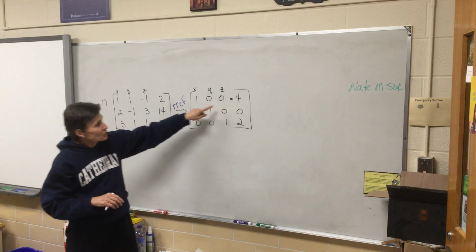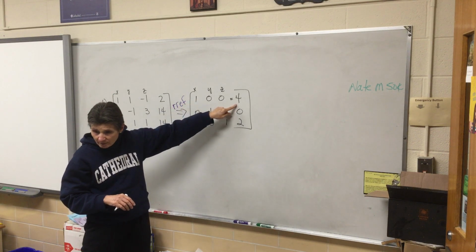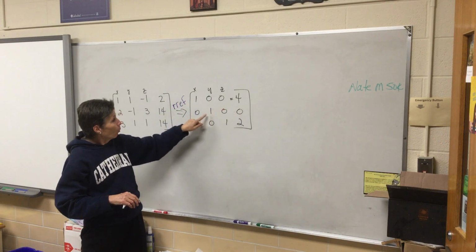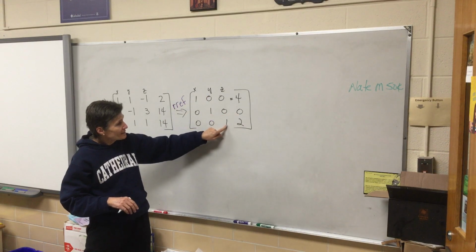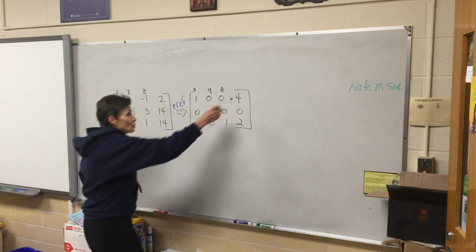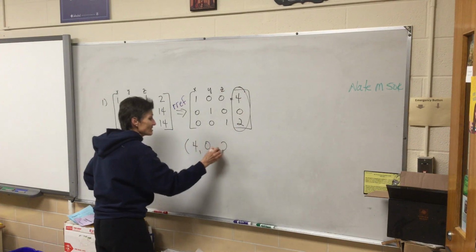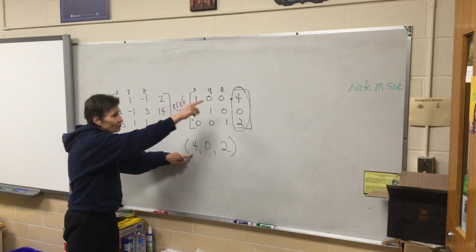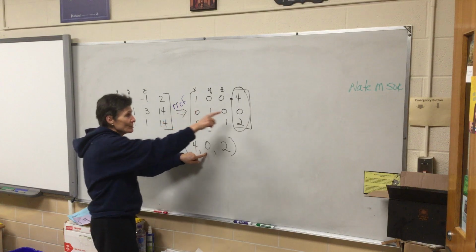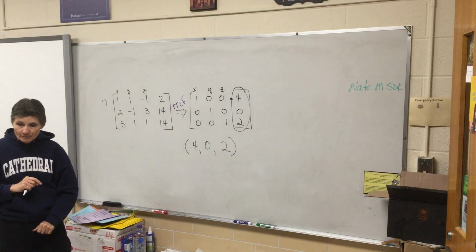Now, what does that top equation say then? 1x equals 4. 1y equals 0. And 1z equals 2. So this set of numbers is actually the answer to the problem. So your x value is 4, your y value is 0, and your z value is 2.